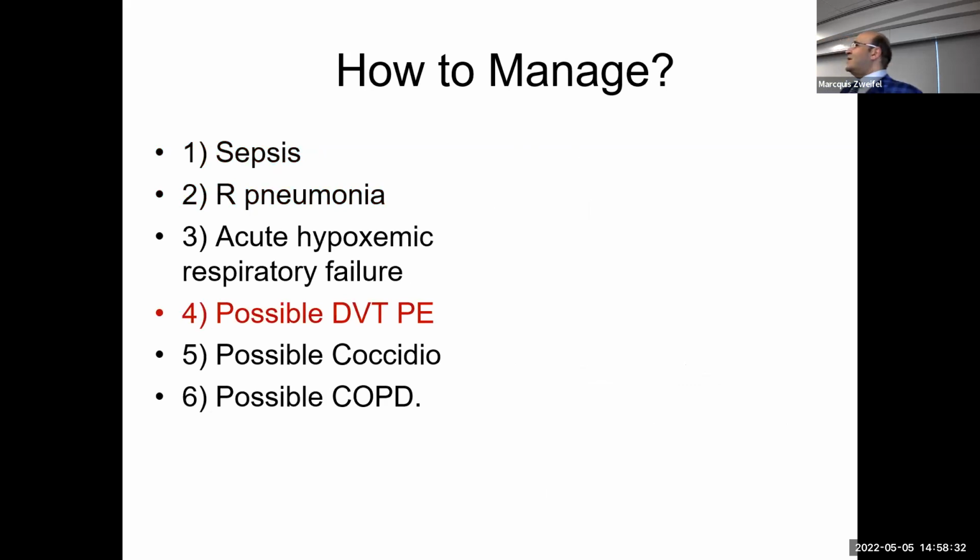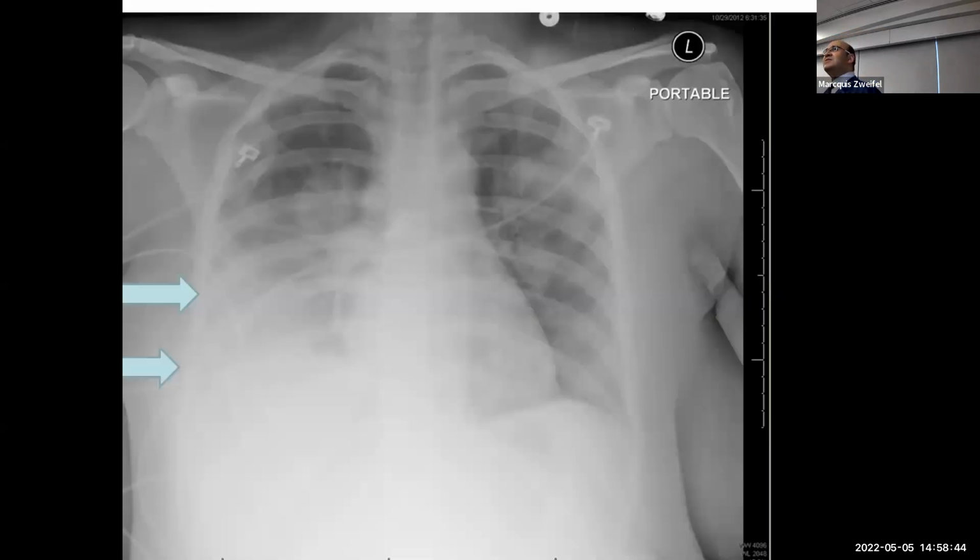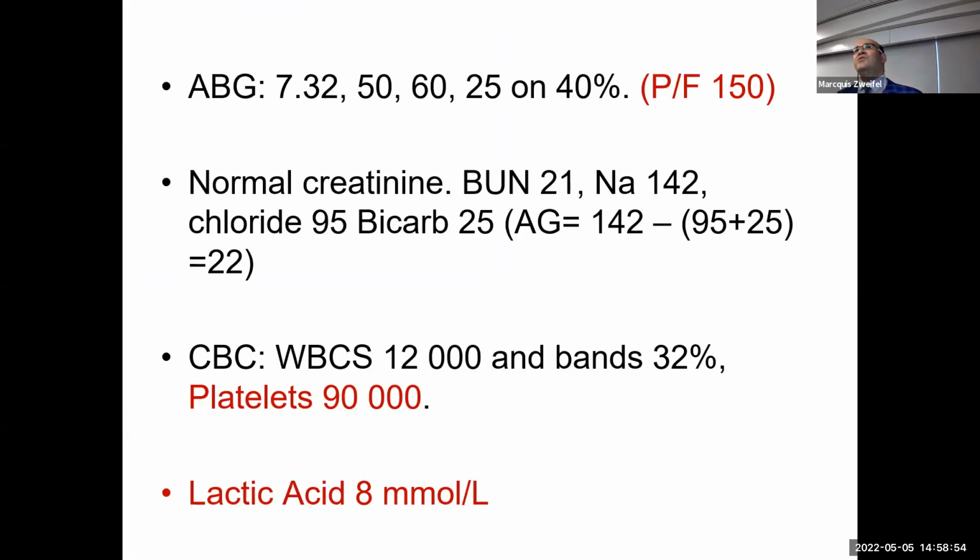Possible DVT-PE, Fuad, you calculated the score and your score was 1.5, right? So you calculate your Wells score before sending him to CT. This is his X-ray that we got in the pneumonia case. We have here right effusion, right upper lobe infiltrate, left upper lobe infiltrate, retrocardiac infiltrate, so he has multilobar pneumonia. Some labs came back: ABG 7.32, 50, 60, 25, and 40% with a PF ratio of 150.